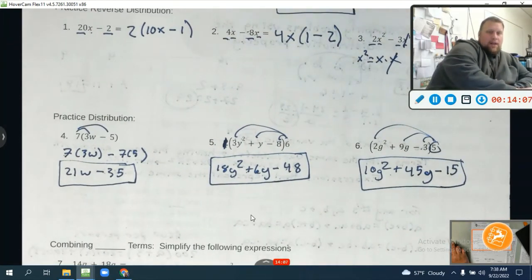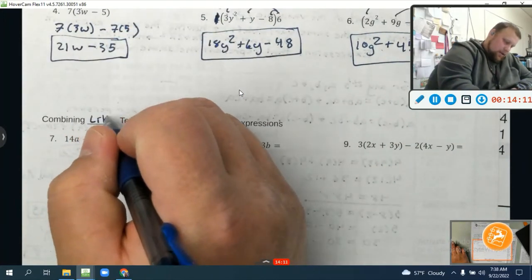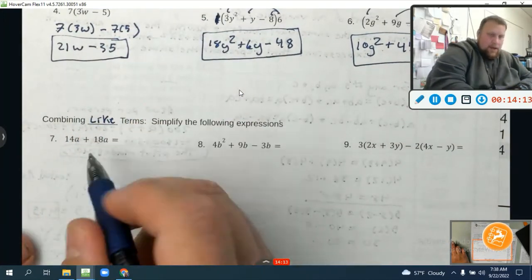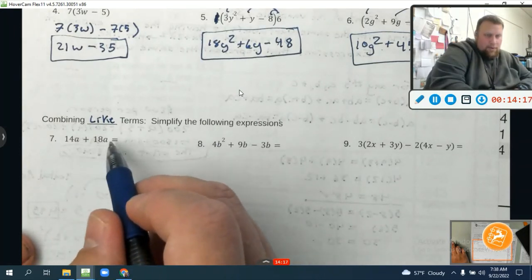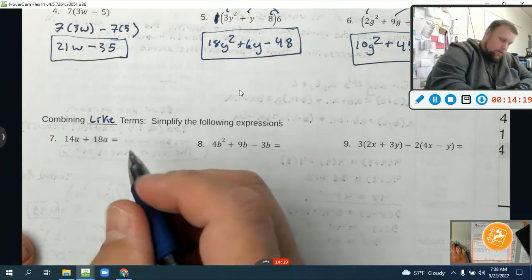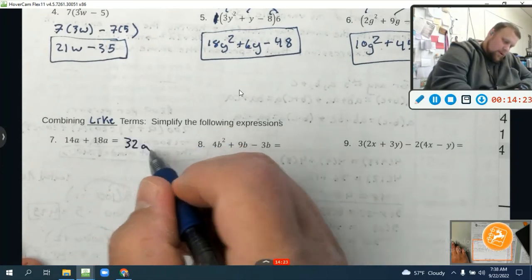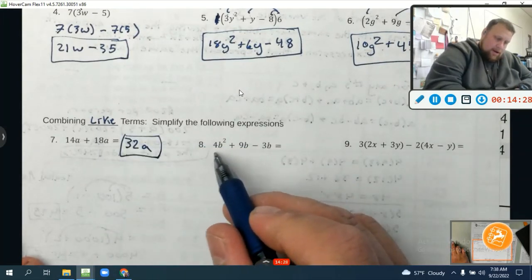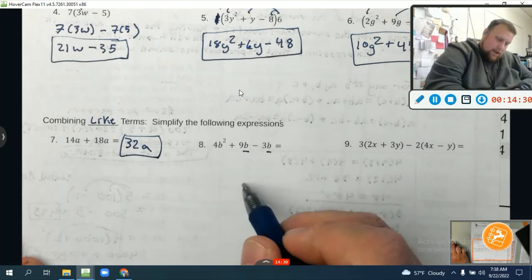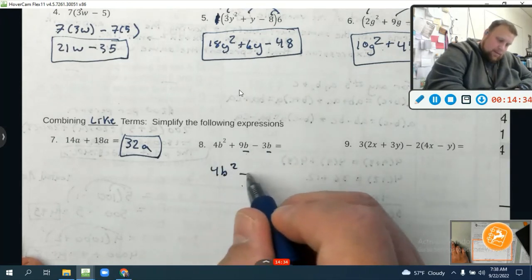This last deal I want to do here is combining like terms. Remember, like terms have to have the same variable with the same power, and they do. 14a plus 18a is just going to be 32a. How about here? The b's match. So what's 9b minus 3b? That's 6b. So this is 4b squared minus 6b.